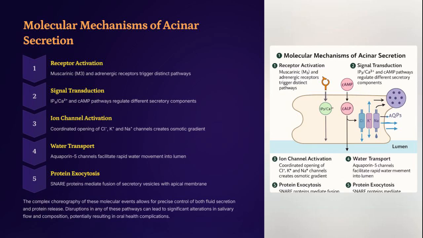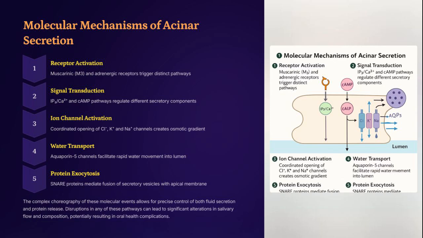Now we're diving deeper, right into the molecular level of how acinar cells in your salivary glands actually produce saliva. It all begins when receptors on the surface of these cells get activated. These receptors respond to signals from your nervous system. Muscarinic M3 receptors respond to acetylcholine, and adrenergic receptors respond to norepinephrine. Once activated, they trigger two different signaling pathways. The M3 receptor stimulates the IP3 and calcium pathway, while the adrenergic receptor activates the cAMP pathway.